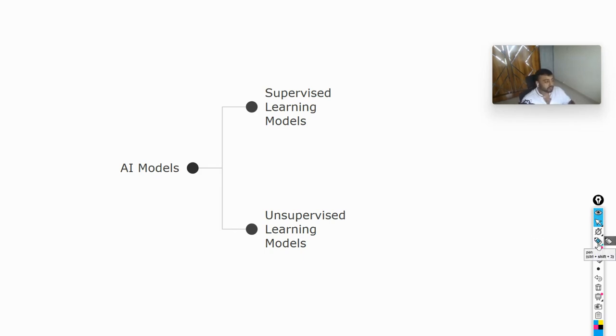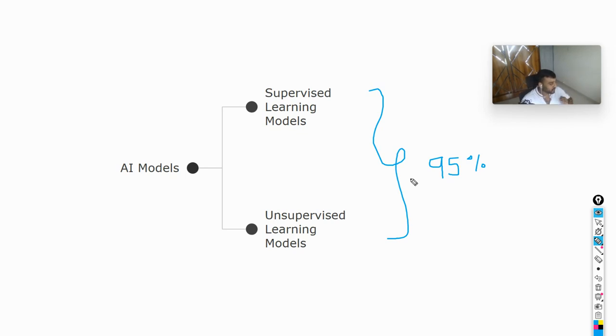After 8 to 10 months, almost a new type of AI model comes into the market. But 95% of the work done in the AI industry nowadays is done on these two types only. First type is called supervised learning model. Second type is called unsupervised learning model. So for this lecture, we'll only focus on these two types.